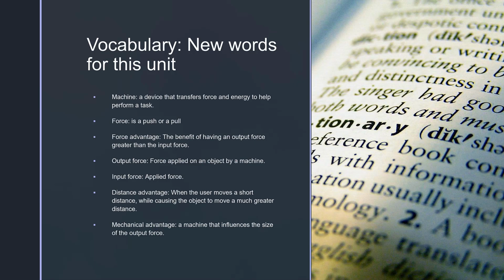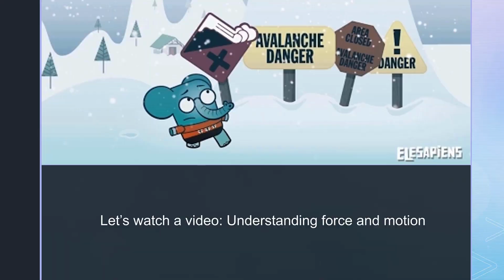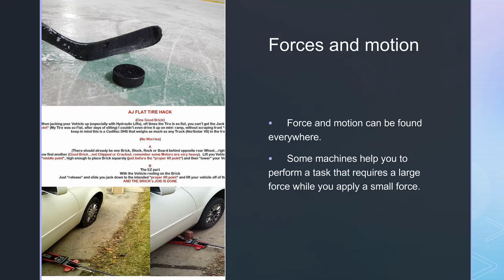And finally, you have the mechanical advantage, which is what you want a good machine to do. A really great machine has a high mechanical advantage, a machine that influences the size of the output force. So basically, how much the machine is giving you. A good machine will take a little bit of input and give you a large mechanical advantage. This video I'm going to link in the description below, and you can watch it. It'll help you understand forces and motion a little better.